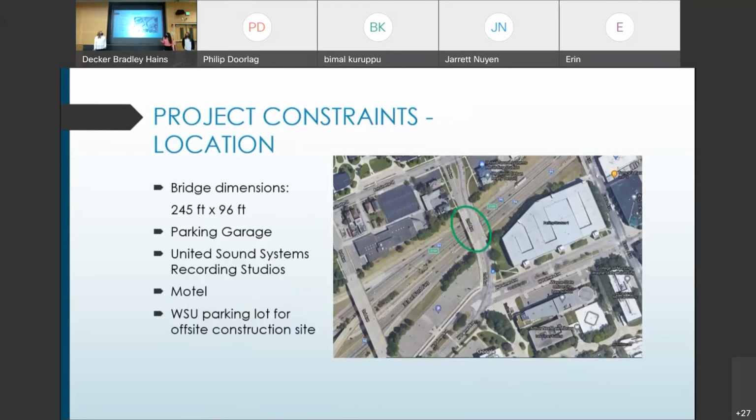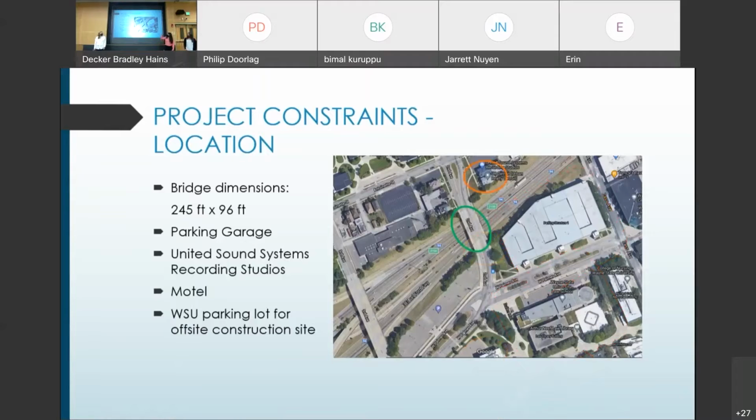A major concern of this project is its location. This map indicates where the bridge is, and this bridge is 240 feet long and 96 feet wide, and has to be constructed in an off-site location. On the southeast side, located by the red block, there's a parking garage that is being used by Wayne State University faculty and students at the moment.